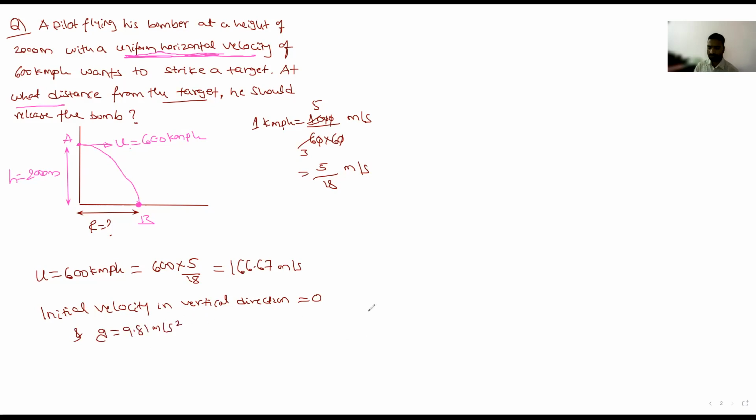Considering vertical motion, what is H equal to? H is equal to half g t square. Is it correct, all of you? Yes. Substitute the values.